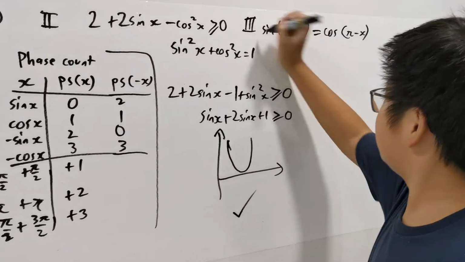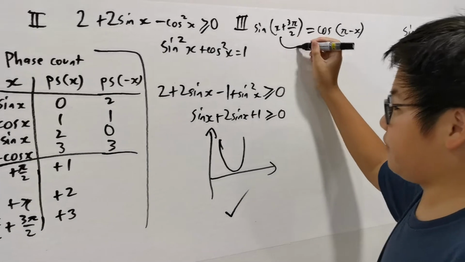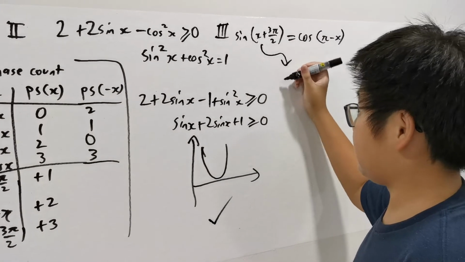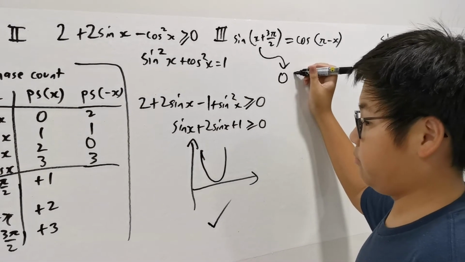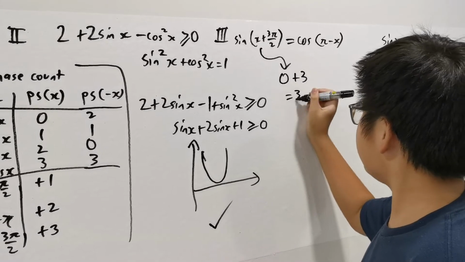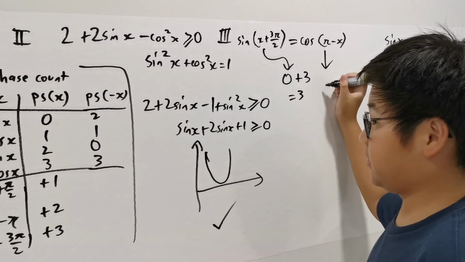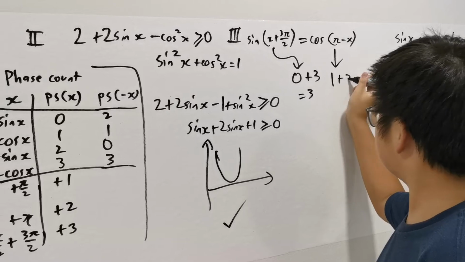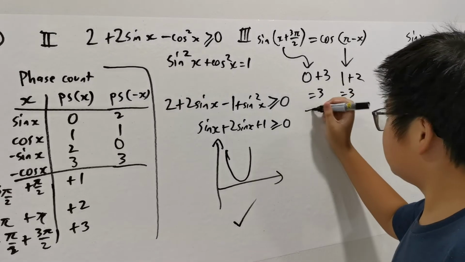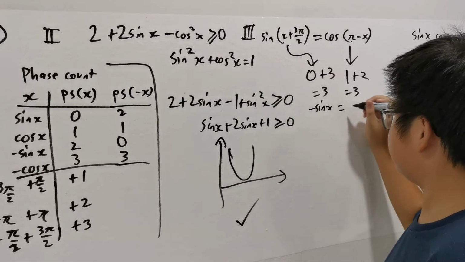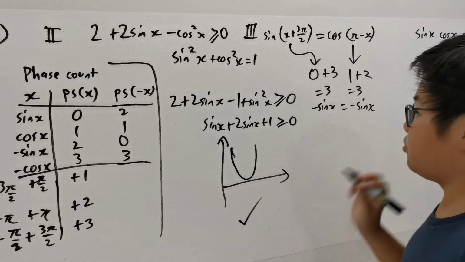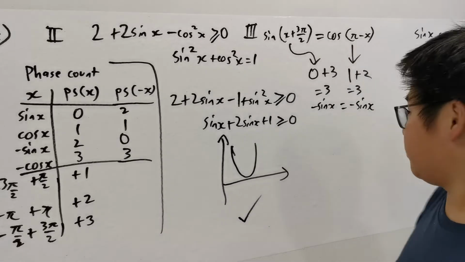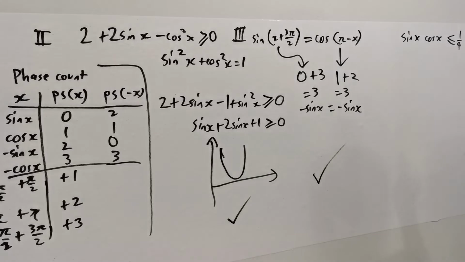Statement 3 asks for this. Again, we'll be using phase counts. Sine x has a phase count of 0 and x plus 3 pi over 2 equals 3. Cos pi minus x, so 1 plus 2 equals 3. So both of these functions equal minus sine x. You can prove that using the addition formula if you want, so this statement is a big tick.